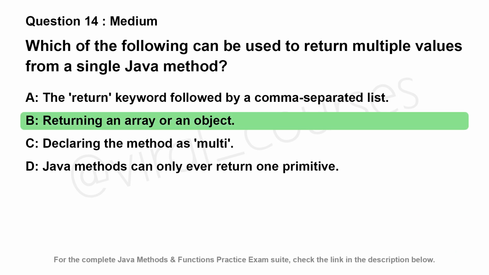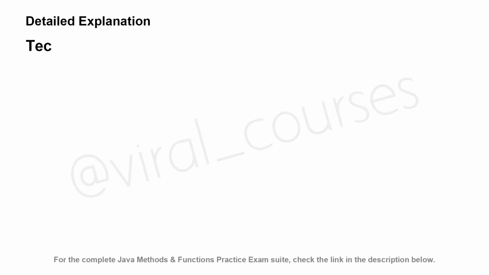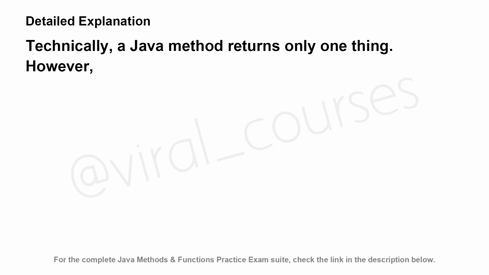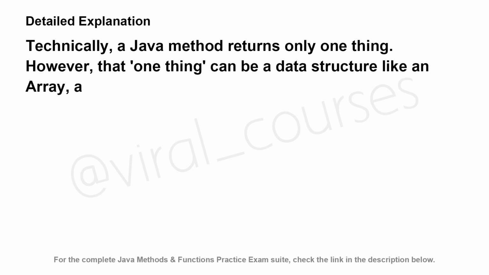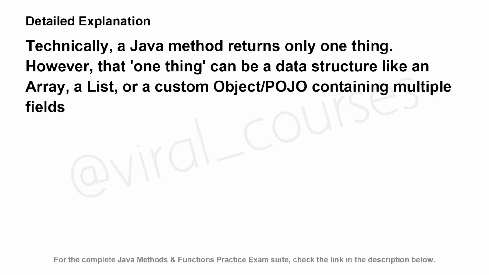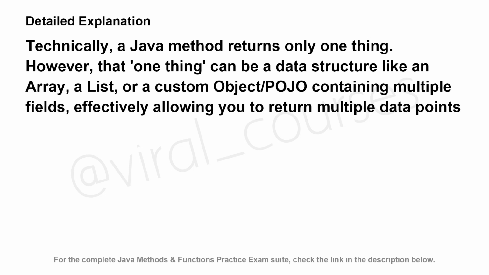The correct answer is B. Technically, a Java method returns only one thing. However, that one thing can be a data structure like an array, a list, or a custom object (POJO) containing multiple fields, effectively allowing you to return multiple data points.